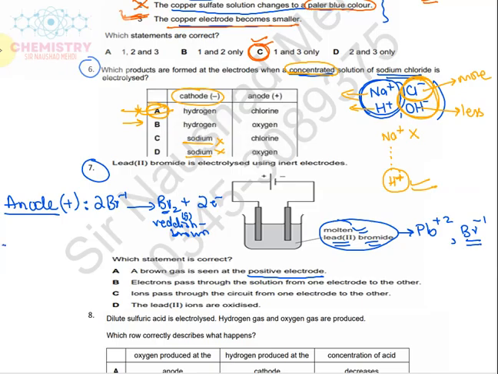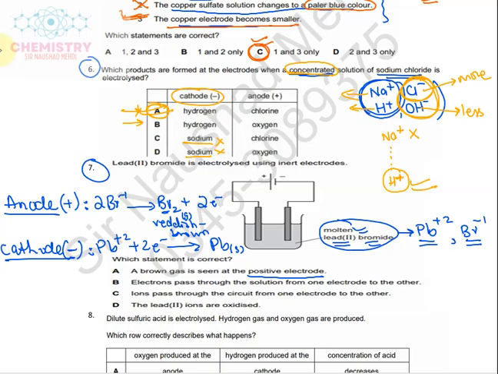Okay, and similarly at the cathode, the cations will be going over there, which is the negative electrode. The positive cation will be attracted towards the negative cathode. So the cation Pb2+ would gain two electrons and undergo reduction to form lead over there. Okay, so now look at the statements, which statement is correct.